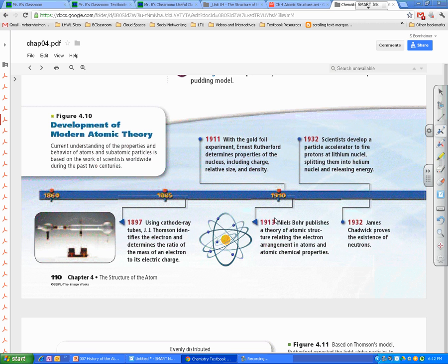But I want you to take a leap ahead here to look at 1932. That's when a guy by the name of James Chadwick proves the existence of neutrons. We didn't know neutrons existed until 1932. We knew about the nucleus and the electron much earlier, but 21 years later, James Chadwick figures out the existence of neutrons. He actually won a Nobel Prize for his work on the discovery of neutrons.